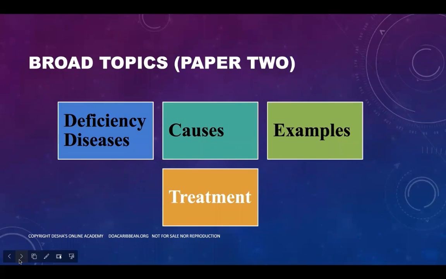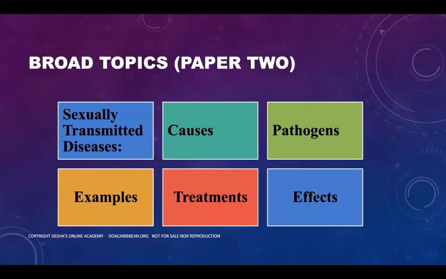Next, we have deficiency diseases. These are diseases that are caused by a shortage of a certain nutrient. If someone shorts protein, then they will develop kwashiorkor. Vitamin D, they're going to develop night blindness. Iron, they're going to develop anemia. And the final category of disease is sexually transmitted disease.